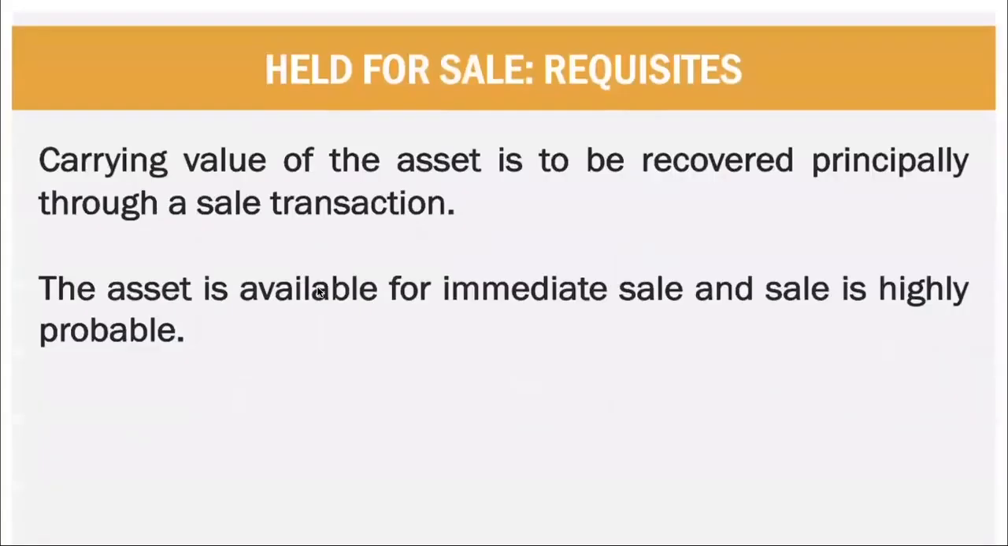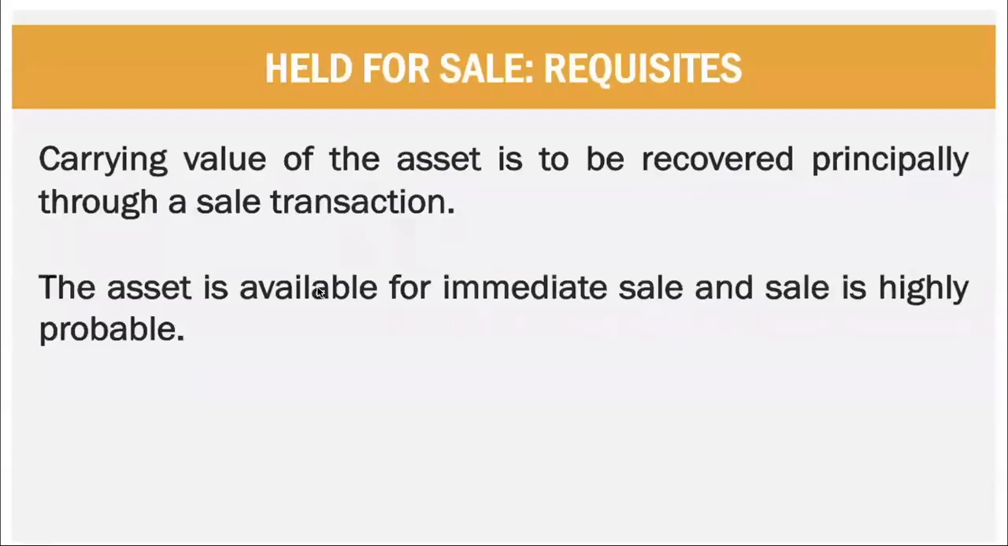So for us to determine that a non-current asset is held for sale, what is the requisite for it to become held for sale? Remember, when we talked about PAS 1, we already determined when an asset is a current asset and when it is a non-current asset. Now, what we have here in PFRS 5 is a non-current asset that we will recognize as held for sale. Therefore, our problem is, when can we say that your non-current asset is held for sale?